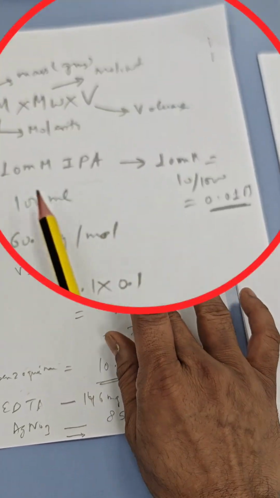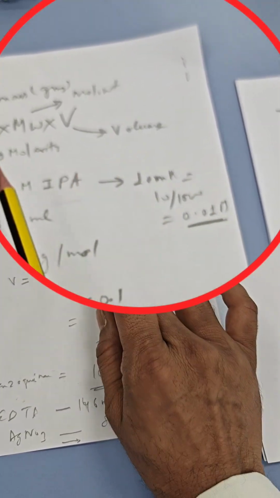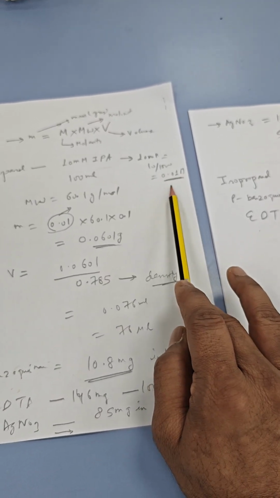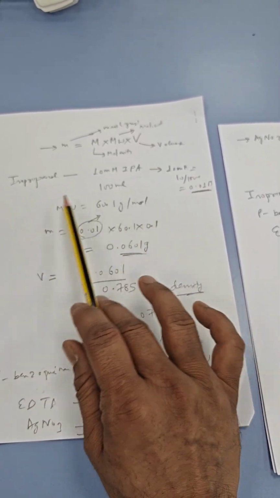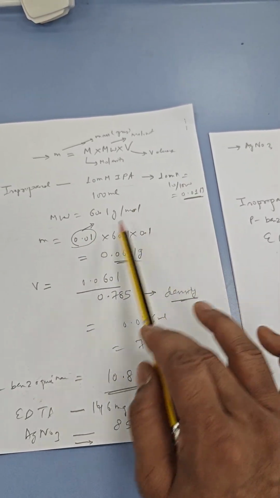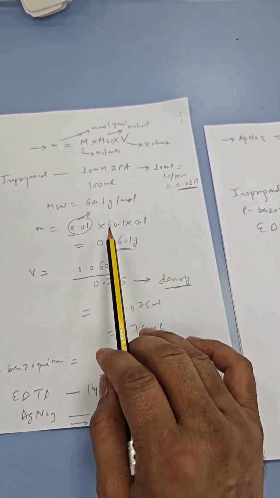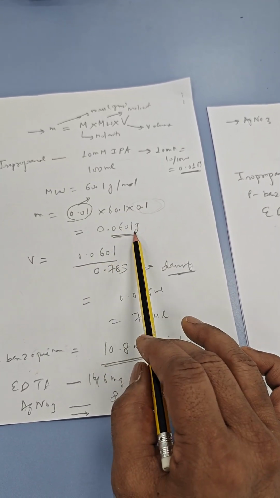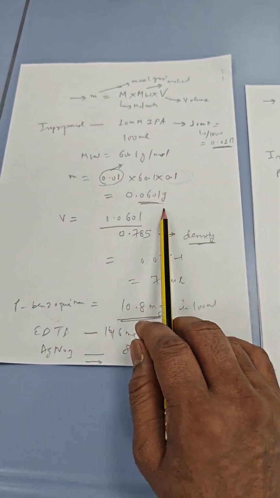Now 10 millimoles means 10 upon 1000. So it's 10 into 1 liter, so 10 upon 1000 means 0.01 mole. Now the molecular weight of isopropanol is 60.1 gram per mole, and here the molarity is 0.01, because it's millimoles. Now the weight, and this is the volume, so it is 0.0601 grams, or 60.1 milligram.